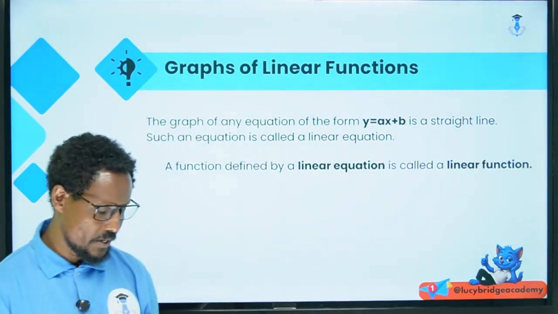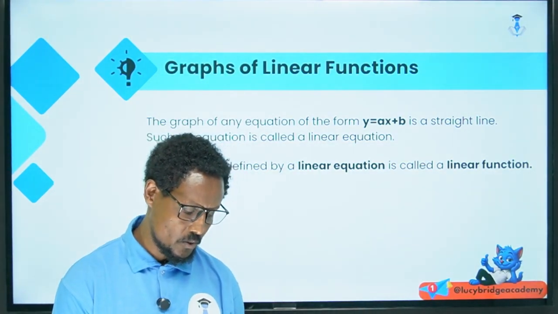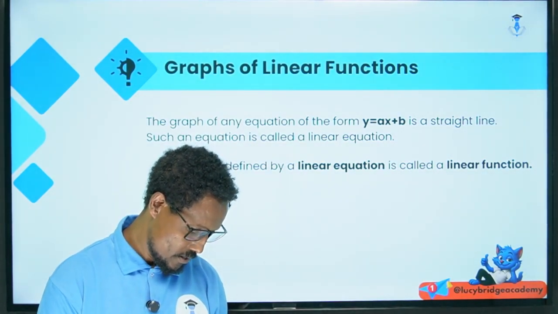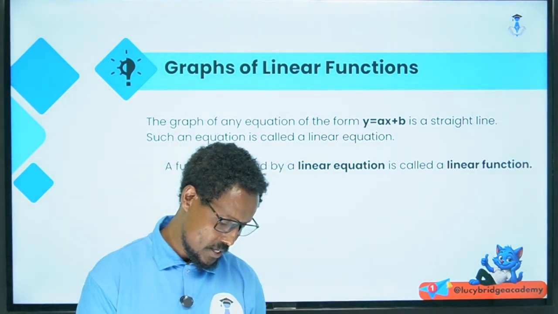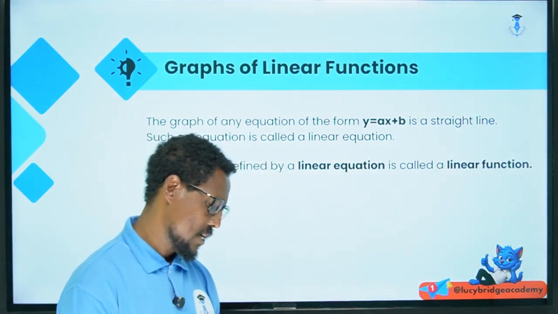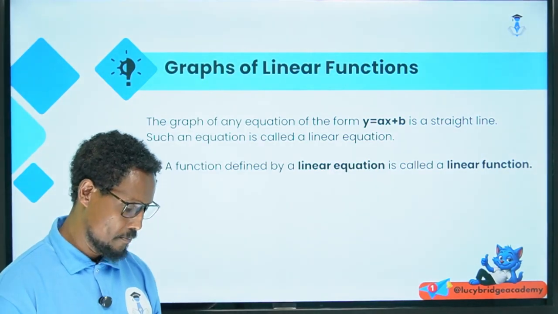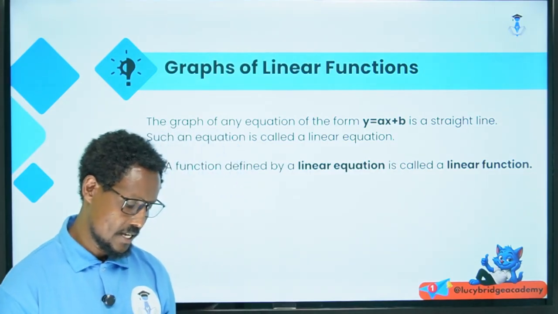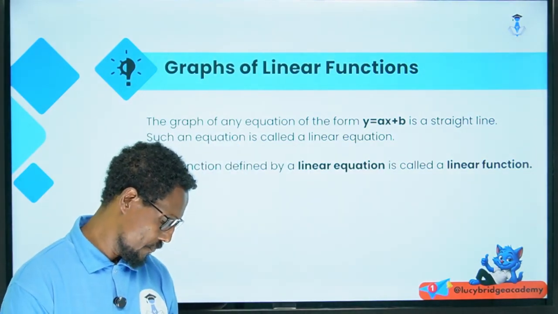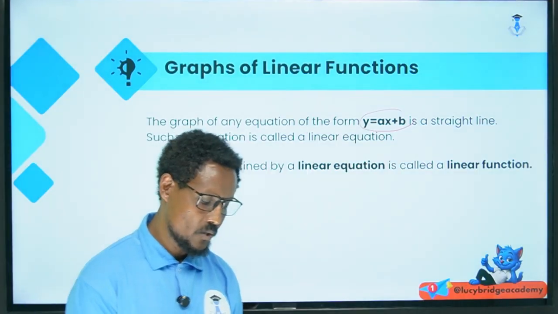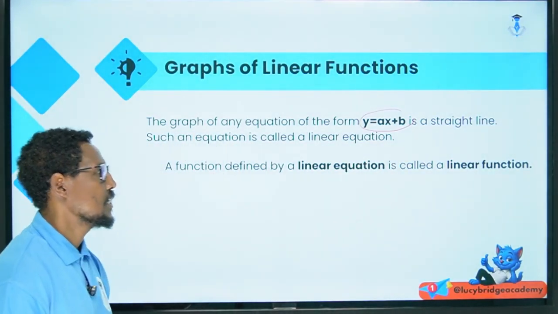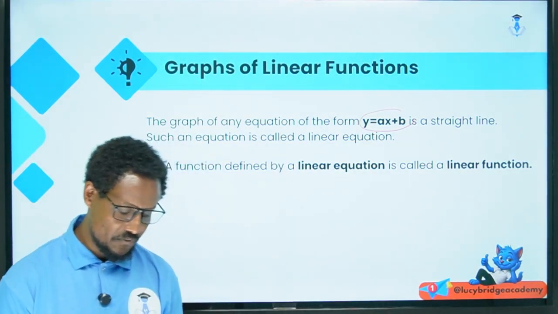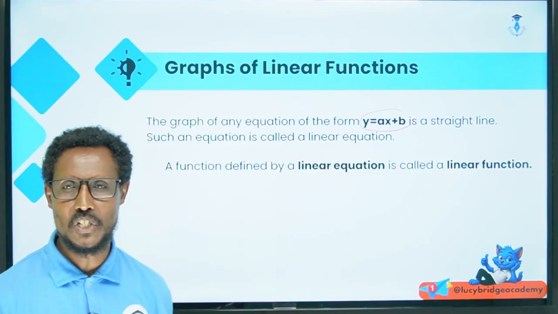Okay, the graph of any equation of the form y is equal to mx plus b. The graph of the function y is equal to mx plus b is the line y is equal to mx plus b, a straight line. Such an equation is called a linear equation. A function defined by a linear equation is called a linear function.